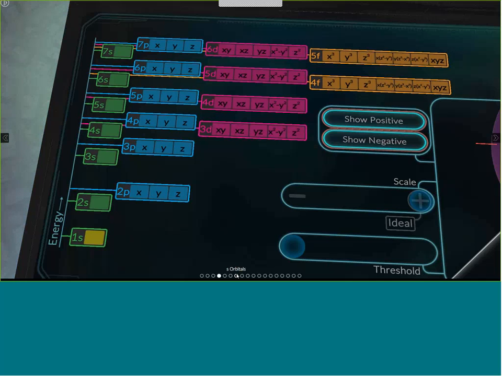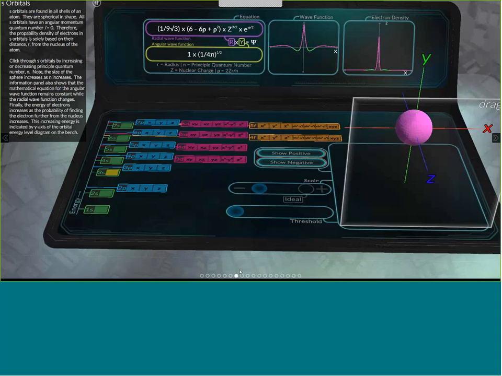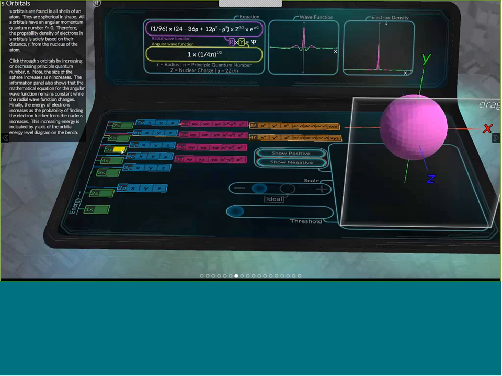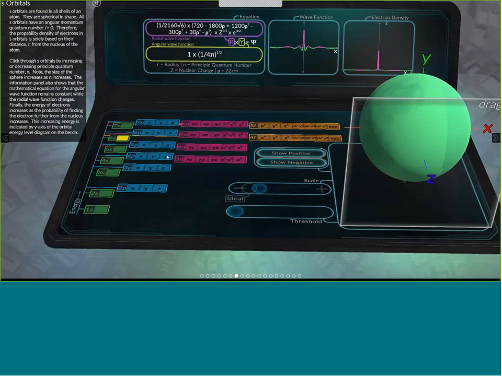So a freshman student would be introduced to atomic orbitals with the s orbitals, which are spherical. And again, an orbital is the probability of finding an electron around the nucleus. So one of the first things that freshmen learn is that as you go up in principal quantum number, the probability of finding that electron gets further and further away from the nucleus of the atom.